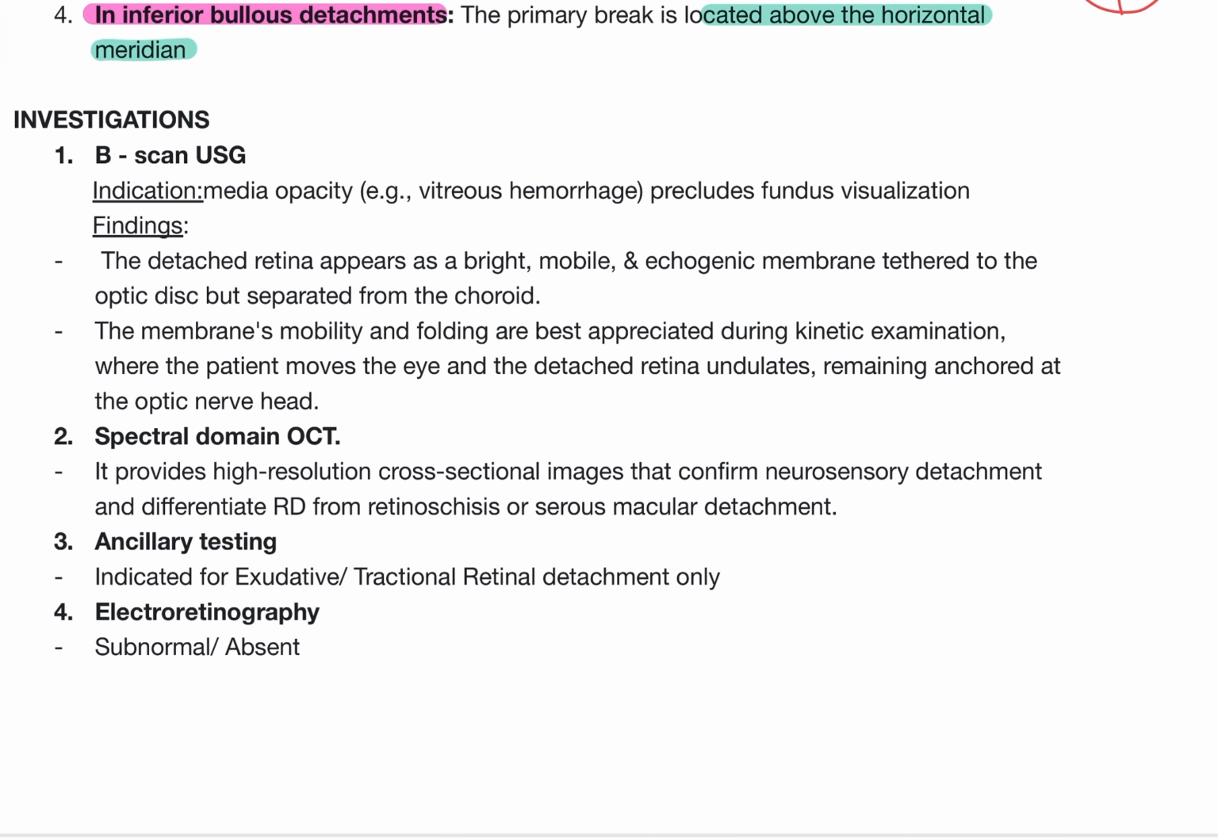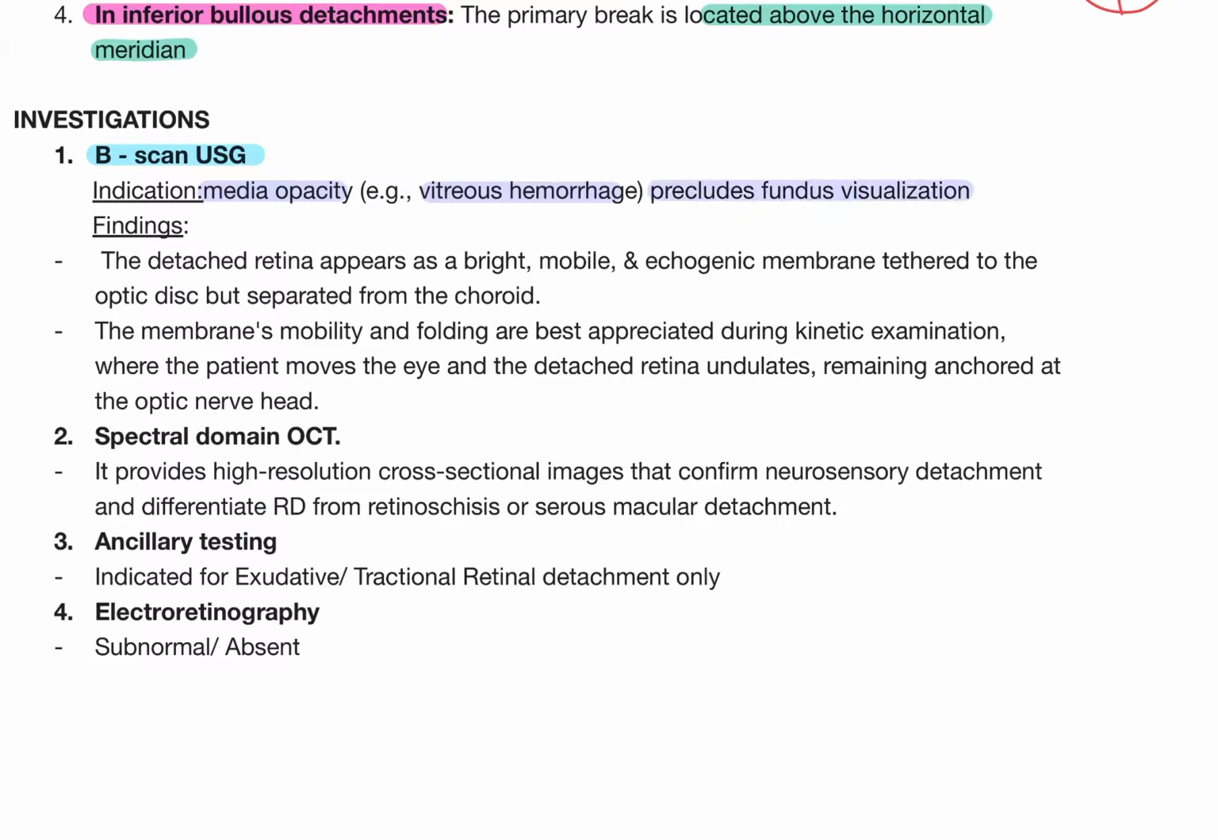So coming to the investigations. You have done indirect ophthalmoscopy with scleral indentation. Now you will come to investigations, B scan USG. When you are doing indirect ophthalmoscopy, you can observe something like media opacity, that is vitreous hemorrhage. This will preclude your fundus visualization.